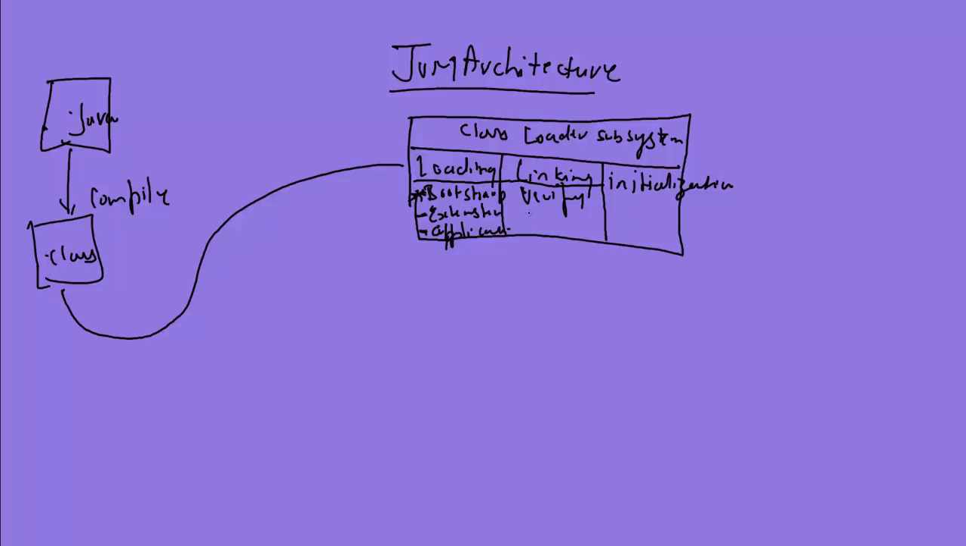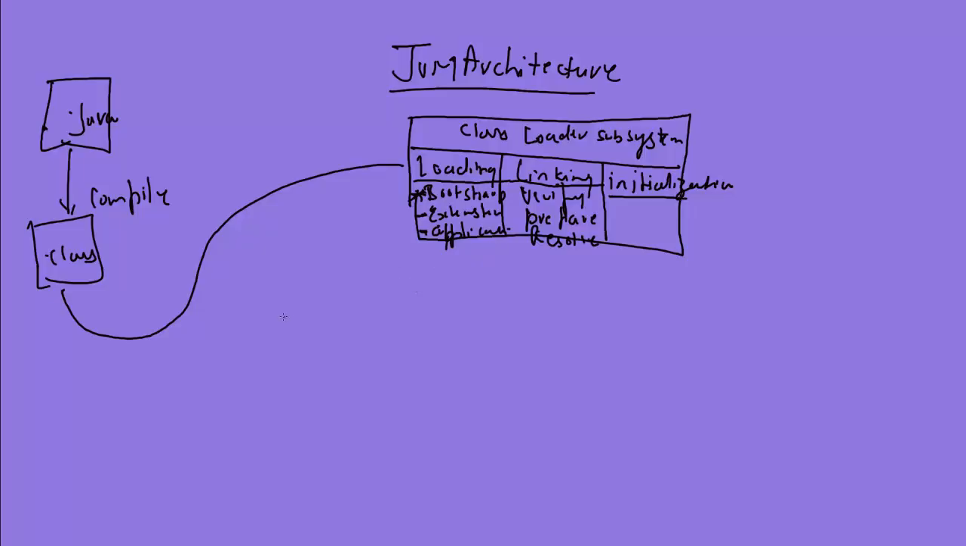If it is all successful, then it goes to the preparation stage, prepare, and then resolve. In preparation it only gives the default values. If I have a static member, it is going to assign a default value for that static member, so some space would be allocated. Then resolve. In the initialization phase, all the values we have given will be assigned to the static variables.